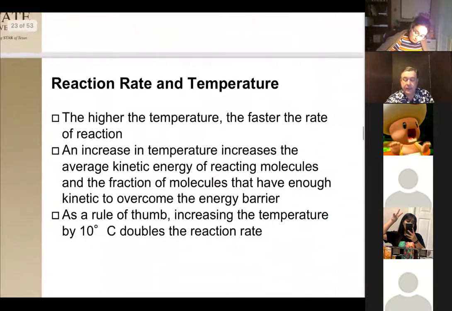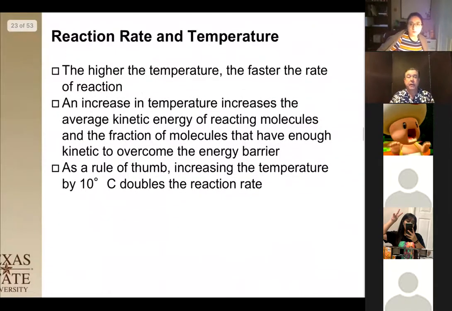Okay. The next thing that affects it is temperature. The reason temperature is important is because when you have a higher temperature, you have molecules moving around faster, which means they diffuse faster.